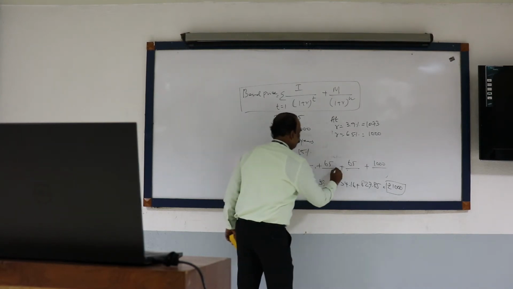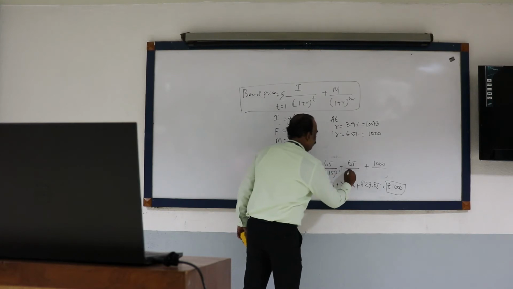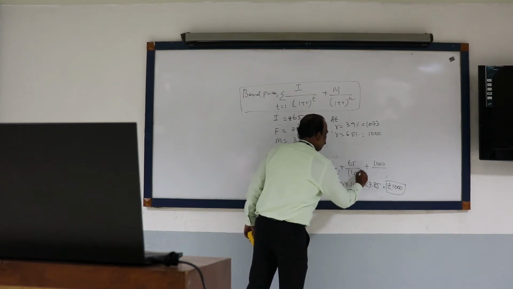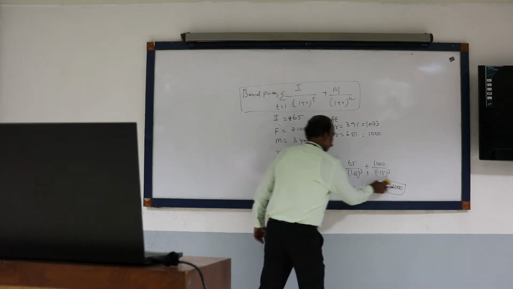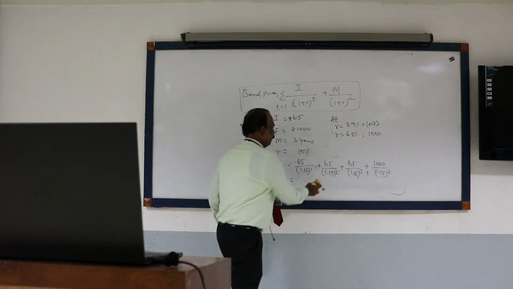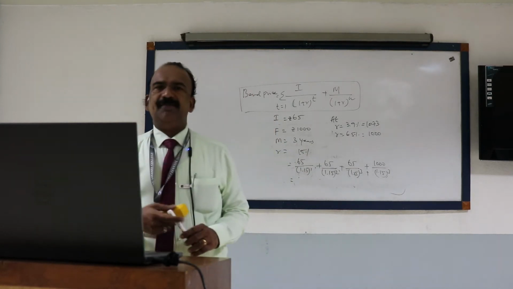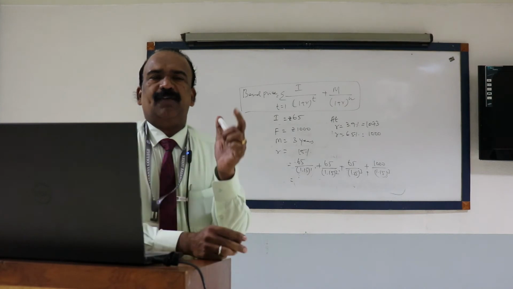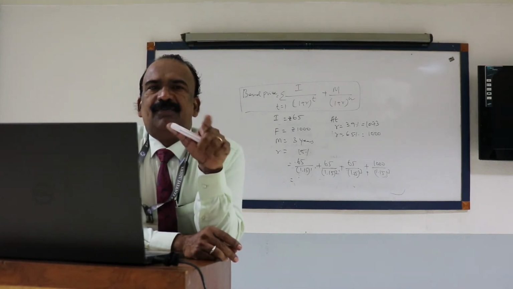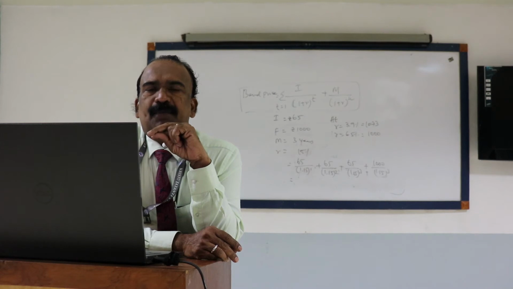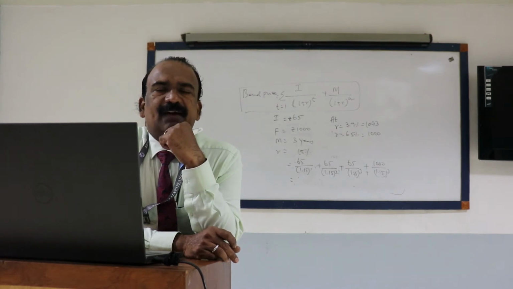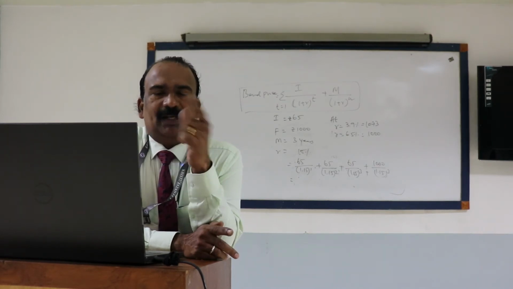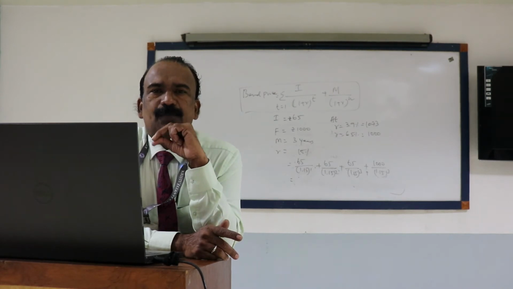So it will be 1.15 power 1, 1.15 power 2, 1.15 power 3. The first one is 65 divided by 1.15 power 1. The second one is 65 divided by 1.15 power 2. The third one is 65 divided by 1.15 power 3. And the maturity value is 1000 divided by 1.15 power 3.